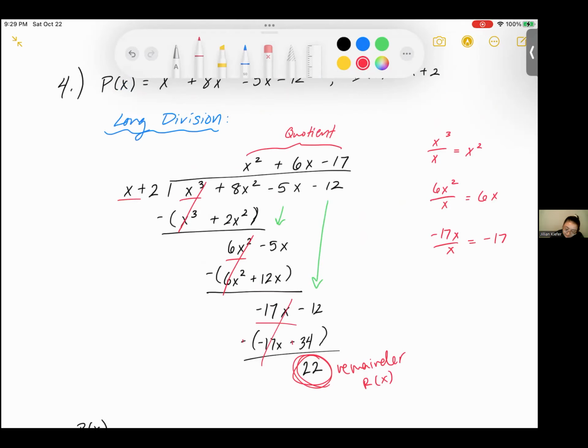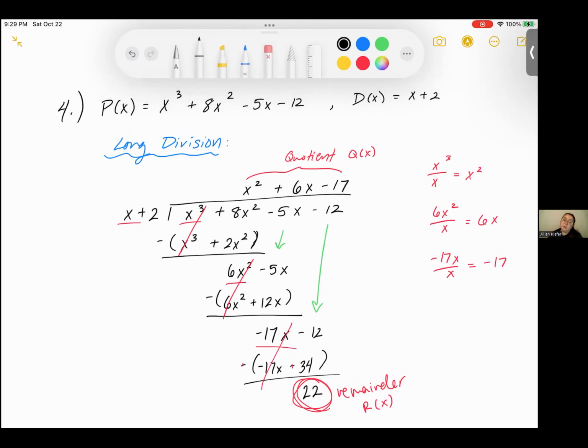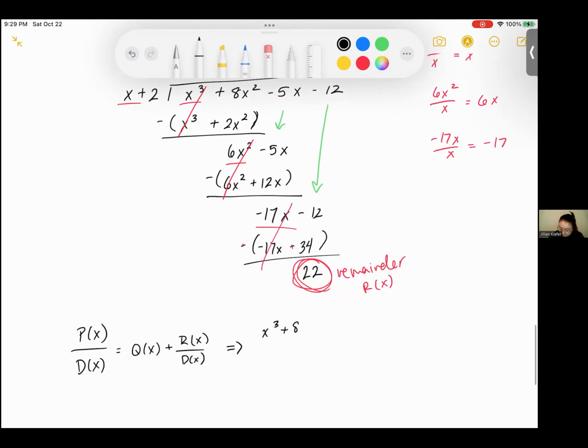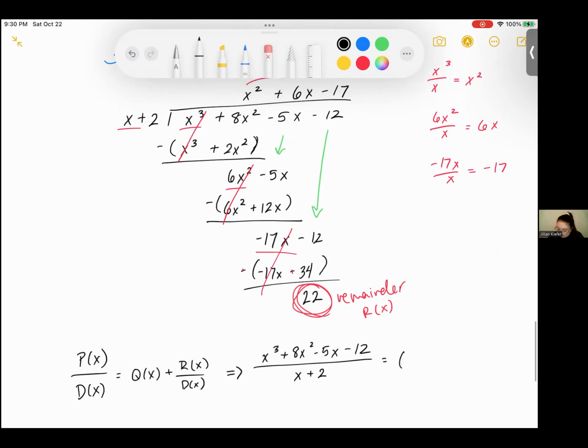Our quotient is that Q of x there. So we can fill in everything into this form because we know all of the terms. We have P of x, D of x, Q of x, and R of x. So this form would look like x cubed plus 8x squared minus 5x minus 12, all divided by the divisor, which was x plus 2, is equal to the quotient, which we said was x squared plus 6x minus 17 plus the remainder 22 divided by the divisor x plus 2.